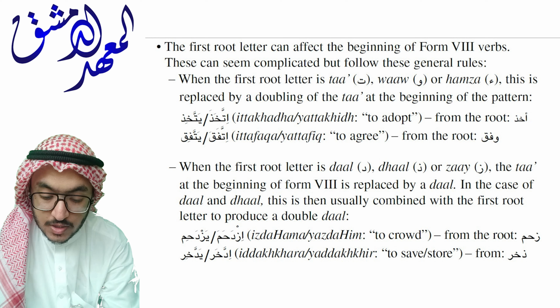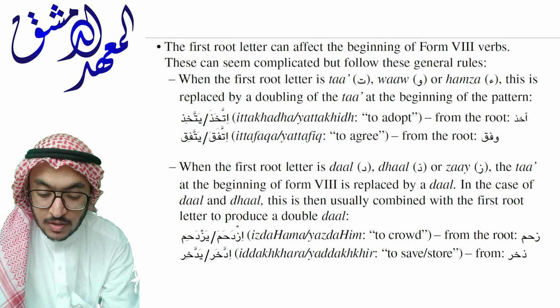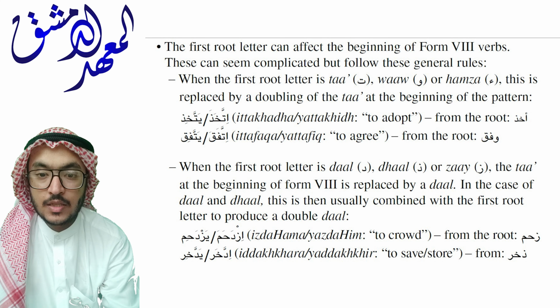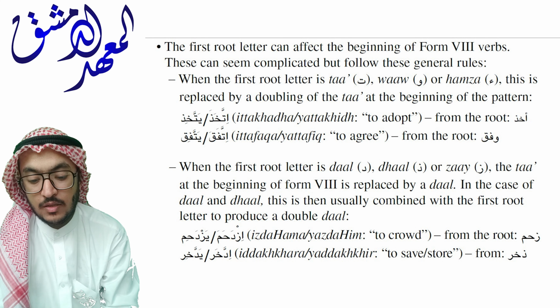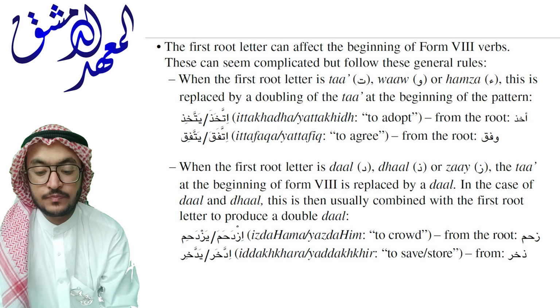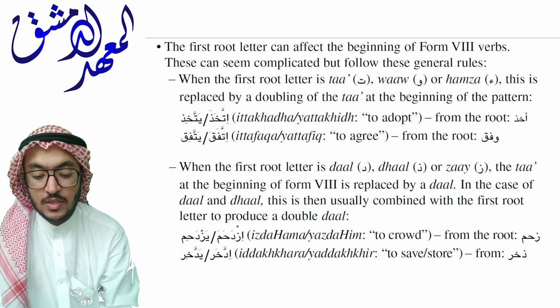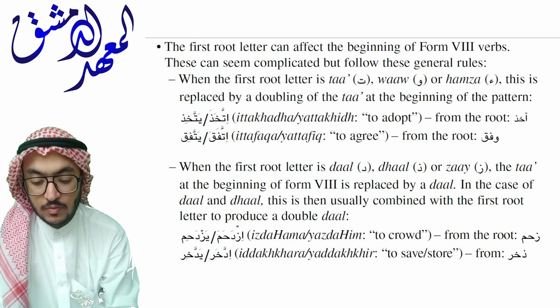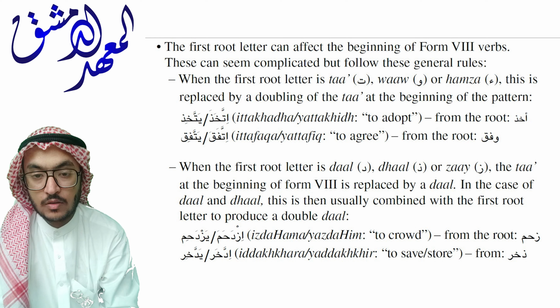When the first root letter is dal, dhal, or za, the ta at the beginning of the form 8 is replaced by a dal. In the case of dal and dhal, this is then combined with the first root letter to produce a double dal. Izdahama yazdahimu, which means to crowd, comes from the root zahama. Iddakhara yaddakhiru, means to save or store, comes from dhakhara.